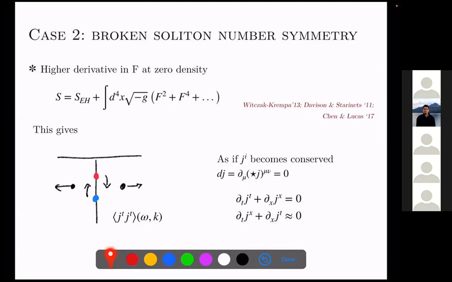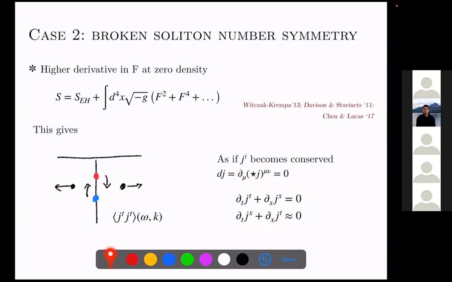Because when I imagine that these two poles come together, they collide and move out, I can try to capture these two poles with this sort of equation, in this regime, where I have d by dt of jt equal to dx of jx, and dt of jx equal to dx jt. It's kind of like a solitonic number of some sort.